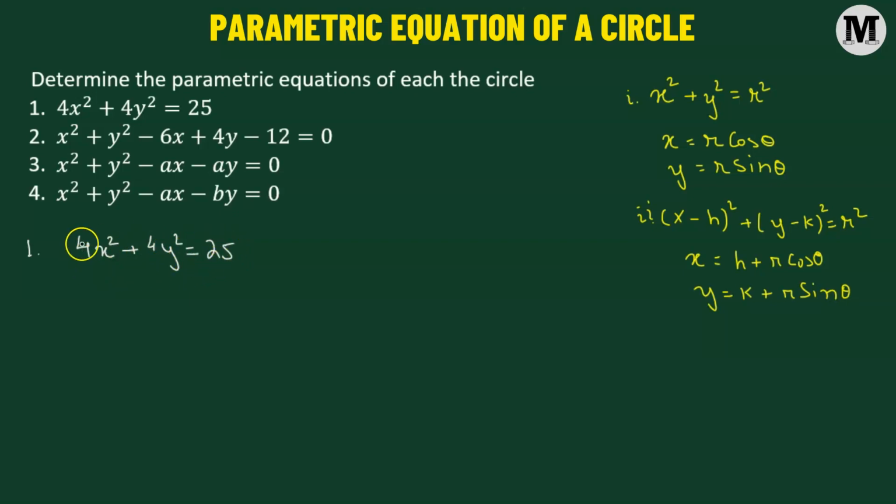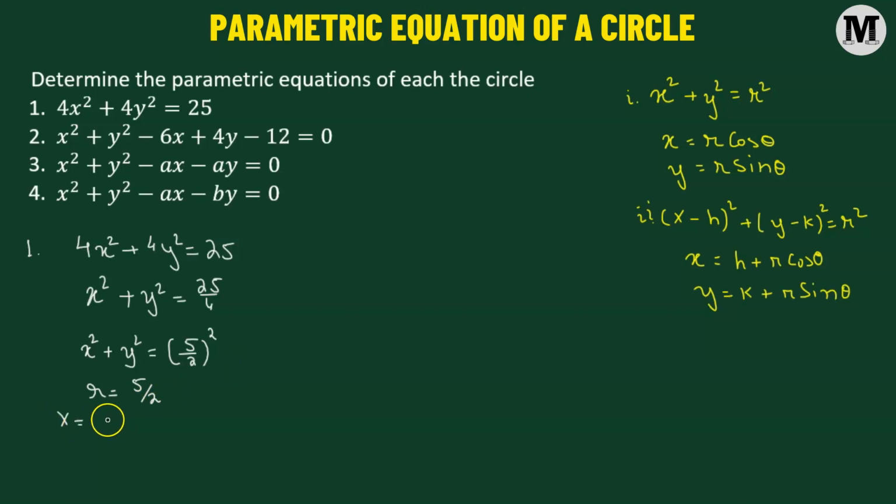Now this particular equation is not in its standard form because of the coefficient 4 in front of x squared and y squared. So we can get rid of it by dividing each term by 4. So we get x squared plus y squared equals 25 over 4. And further simplification is going to give us x squared plus y squared equals, now 25 over 4 can also be expressed as 5 over 2 whole squared. Now if we compare it with the standard form, then our radius comes out to be equal to 5 over 2. So now that you have the radius, we can parameterize.